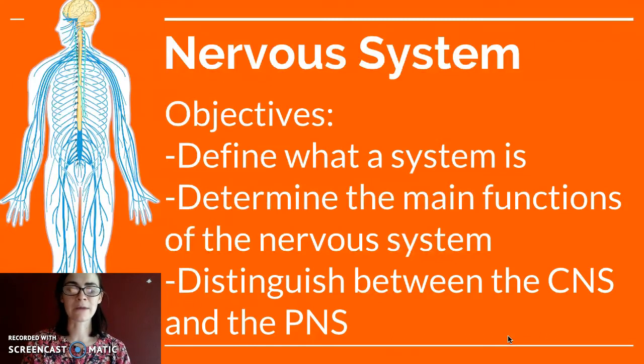So these were our objectives for the video, and hopefully we covered them all. So define what a system is. We talked about how a system is a group of organs that come together to perform life functions. We determine the main functions of the nervous system, which are to gather information, maintain homeostasis, and respond to stimuli. And we distinguish between the central nervous system and the peripheral nervous system. So we know that the central nervous system is made up of the brain and the spinal cord, and the peripheral nervous system is all the other nerves in your body.